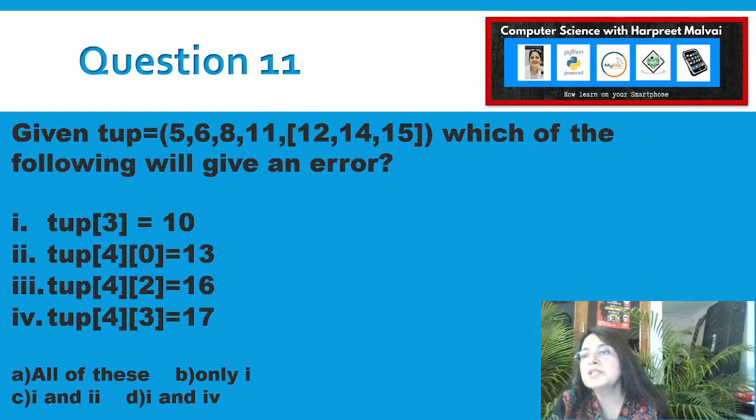And I'm just telling you that this was another question; a similar question was in the sample paper. So just keep that in mind so that you don't make that same mistake again. I had just given you this question 10. Now question 11, everybody. 11, all of these is A, okay? Only one is B, 1 and 2 is C, and D is 1 and 4.